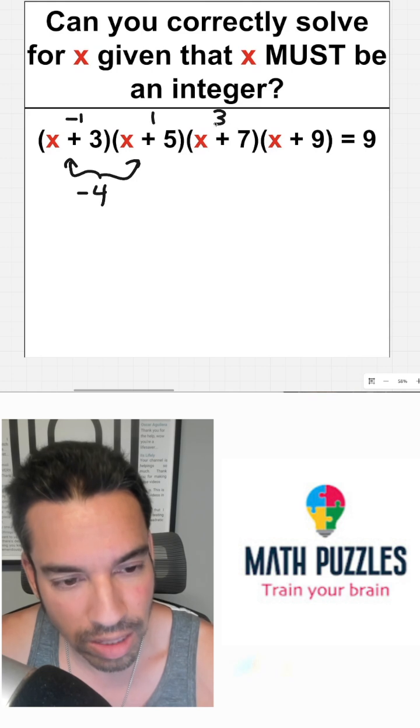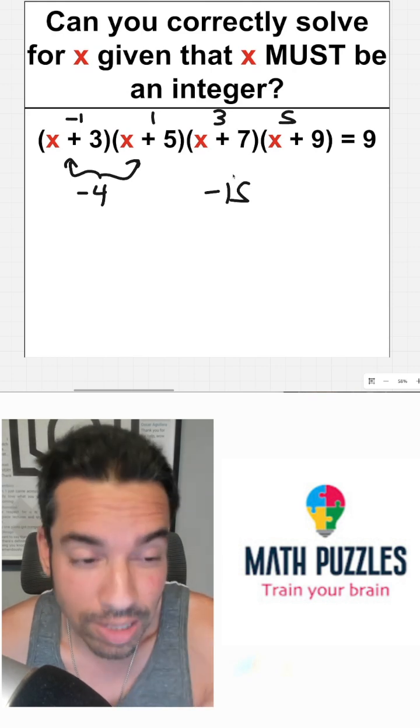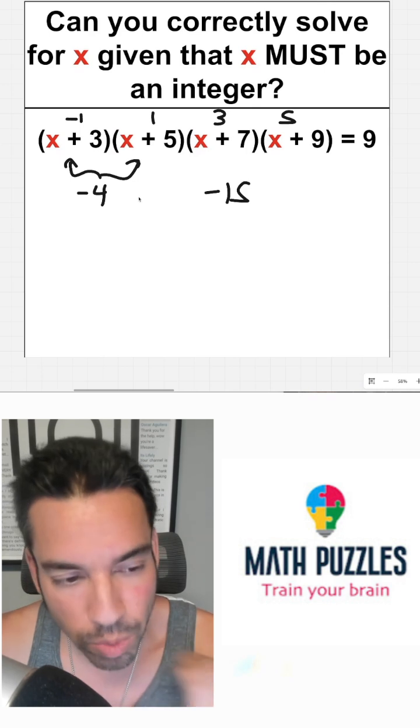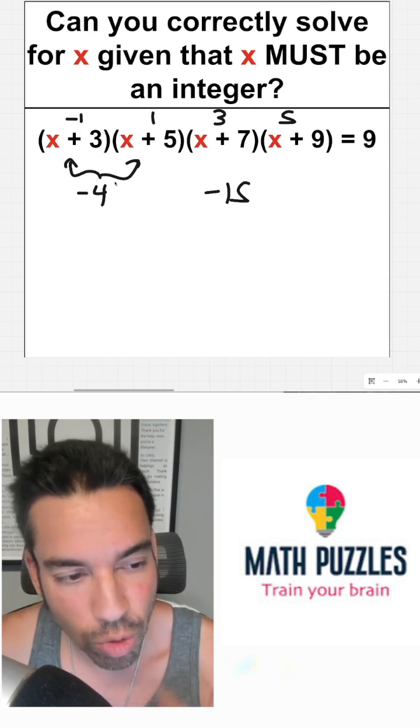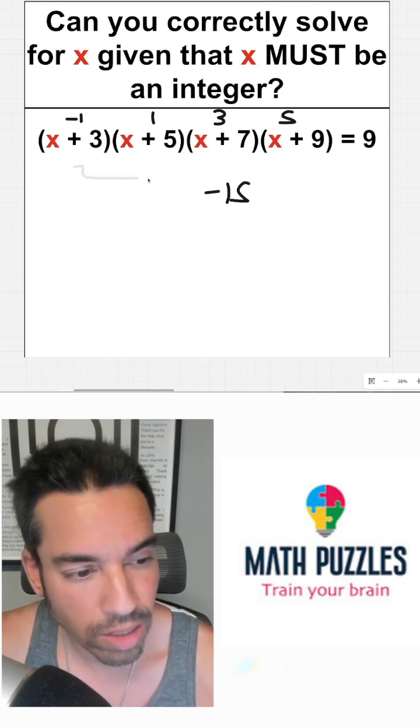But then we're going to get a 3 here and a 5 here. When you multiply this out, we get -15, right? We don't get a positive, we get a negative. We're closer to 9, but still not exactly in the ballpark. So we don't want these negative values, or if we do get a negative, we need 2 negatives so they cancel out. So -1 was okay.